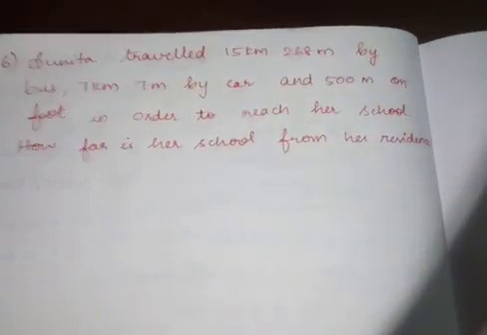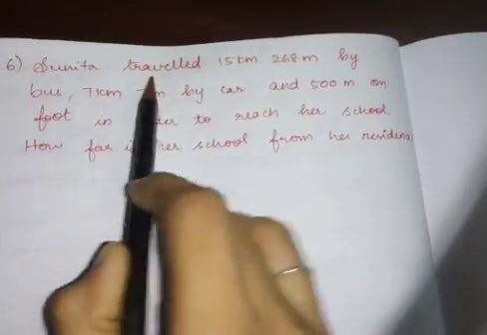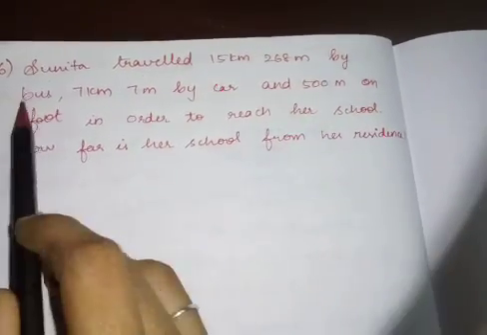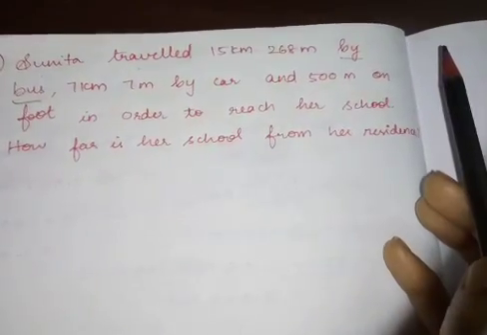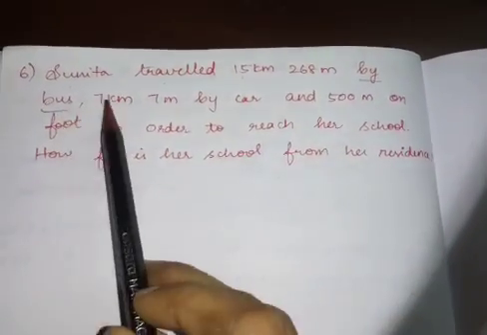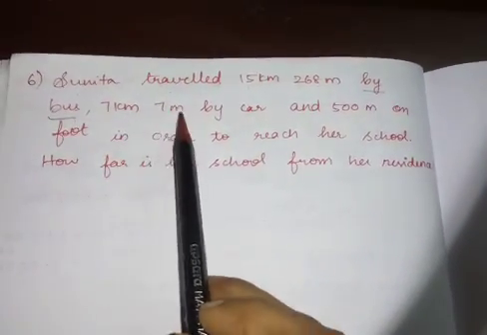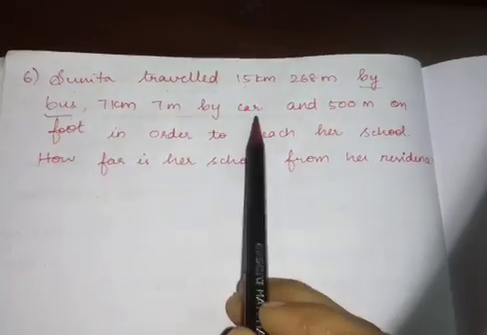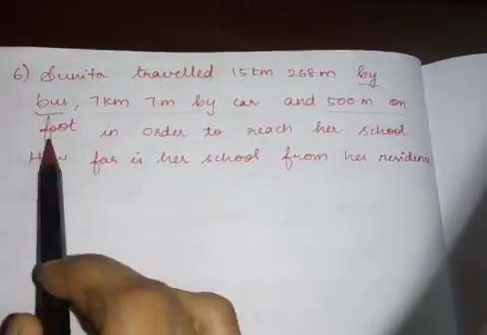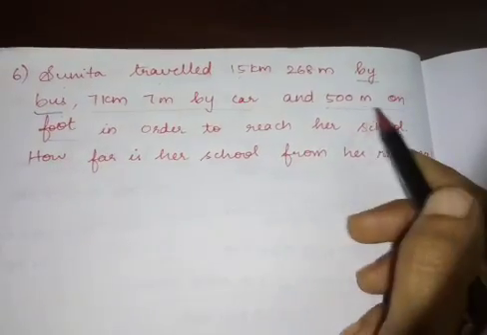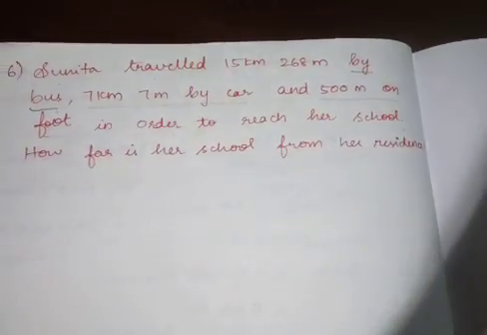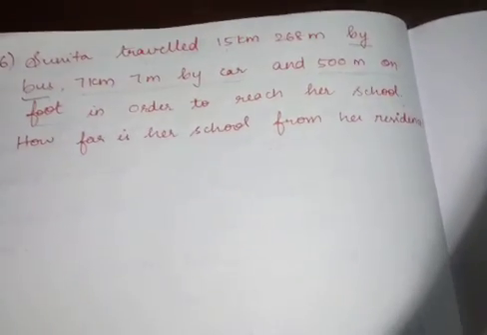Next is your sixth problem. What is given in the question, children? Sunita travelled 15 kilometers 268 meters by bus. Okay, how much is she travelling? 15 kilometers 268 meters by bus and 7 kilometers 7 meters by car and 500 meters on foot, which means she is walking 500 meters in order to reach her school.